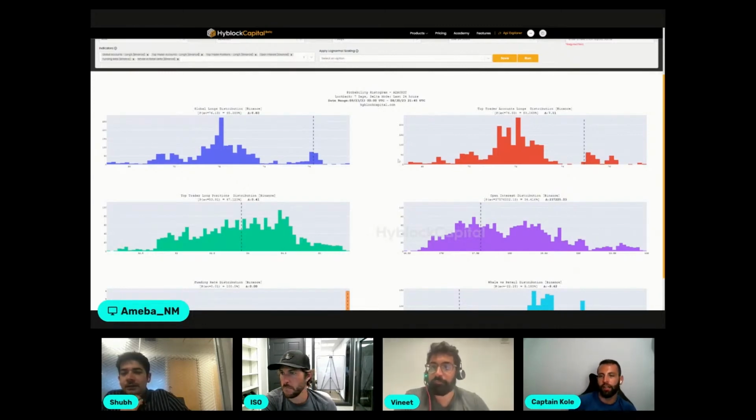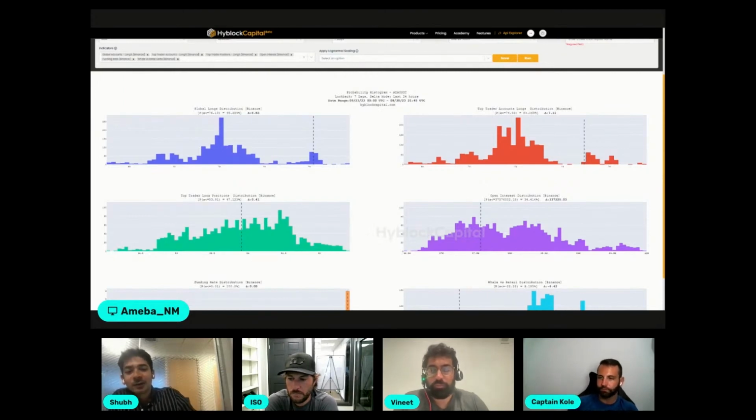How do you guys define or identify or differentiate between top trader accounts and top trader positions? That's always been a question of mine. That's a great question. So by the way, all three of these indicators, global long accounts, top trader accounts, and top trader positions, come directly from Binance. So it's not a prediction or estimation. It's straight from the exchange.